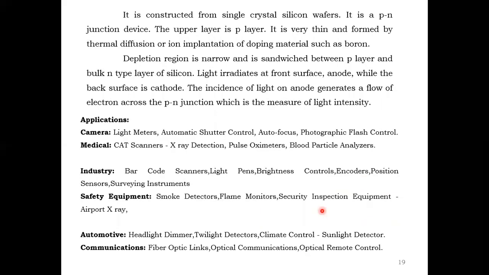Applications: cameras, light meters, automatic shutter control, autofocus, photographic flash control. In the medical field, they are used for scanners. In industry, they are used for barcode scanners, light pens, brightness control, and safety equipment such as X-ray detectors and flame monitors. In the automotive industry, they are used for headlight dimmers, climate control and sunlight detectors. In communication, they are used in fiber optic links, optical communication and optical remote control, because in optics they identify the light intensity. Using this we can calculate the light intensity level.